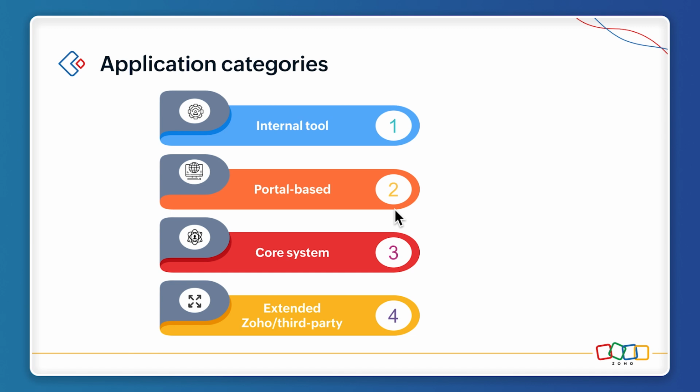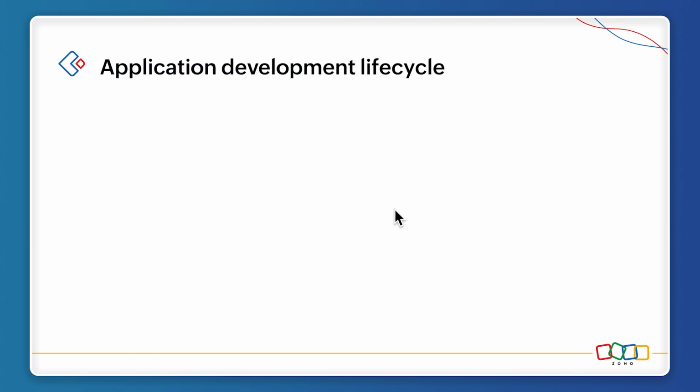Apart from these application categories, every time we build an application, it follows something called the application development lifecycle. This development lifecycle is nothing but the steps that are used to build an application in this Creator platform. So the first step is analyzing the requirement. What is the purpose of building this application? Who are going to be the stakeholders of this application has to be analyzed before starting to build the application.